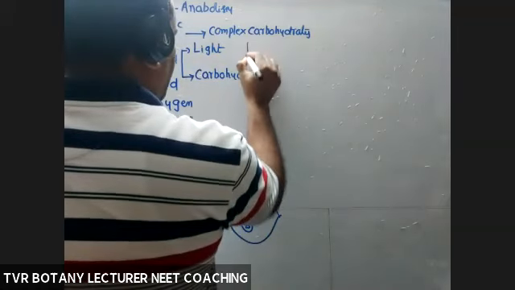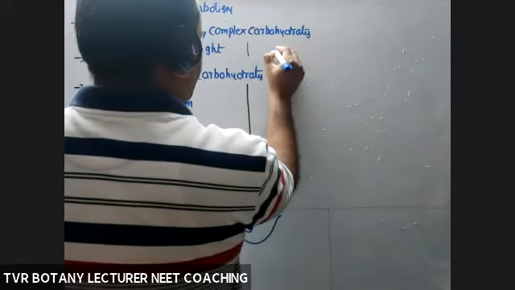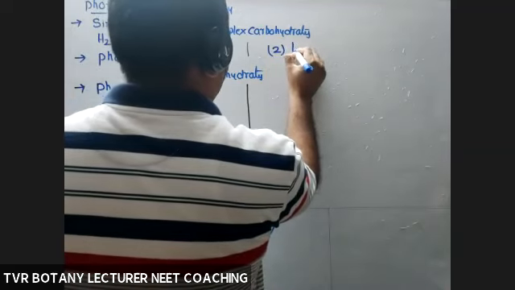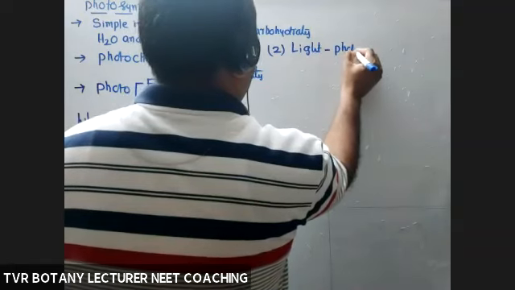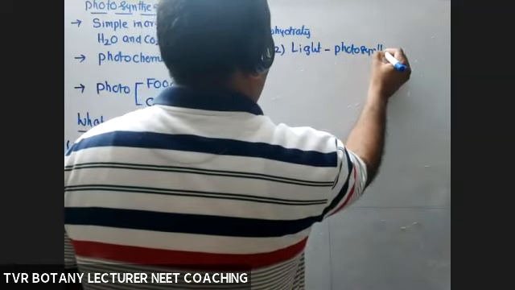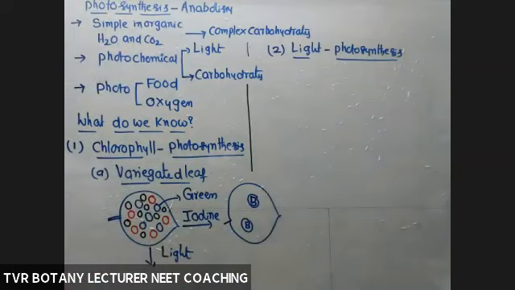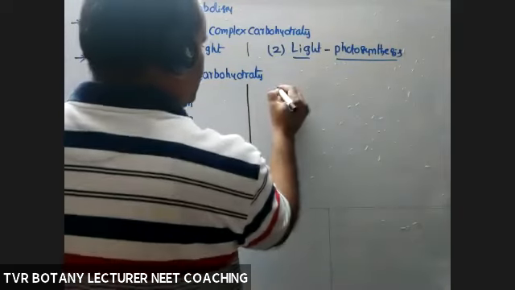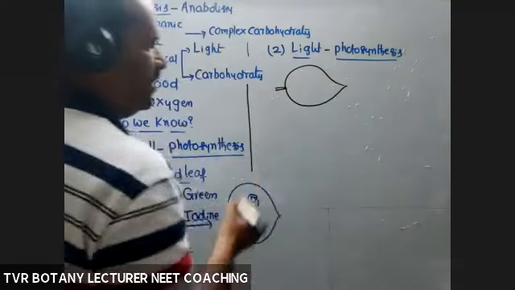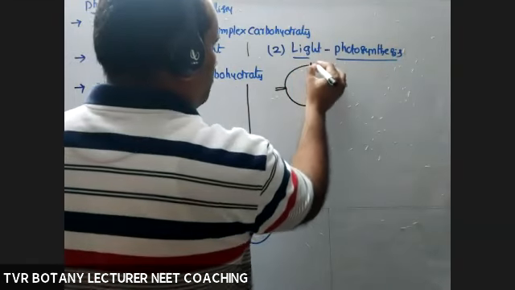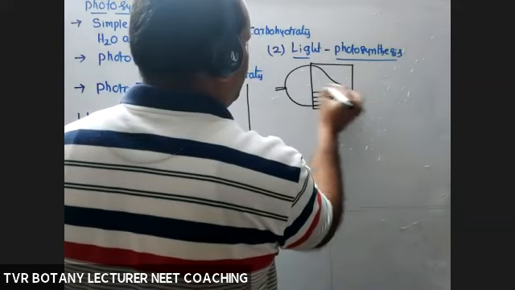Next, demonstration of light. Light is essential for photosynthesis. Okay, so here is a leaf. Half of the leaf is covered with black paper.